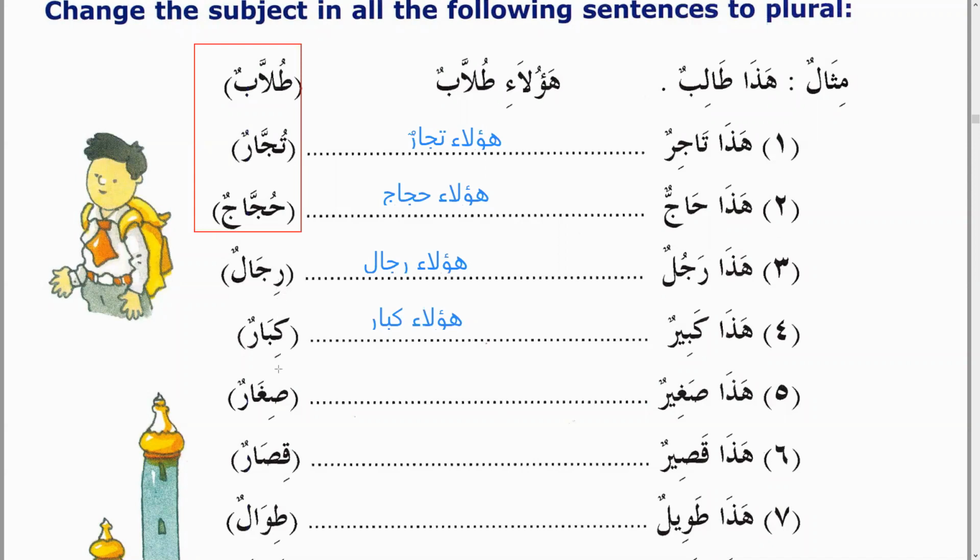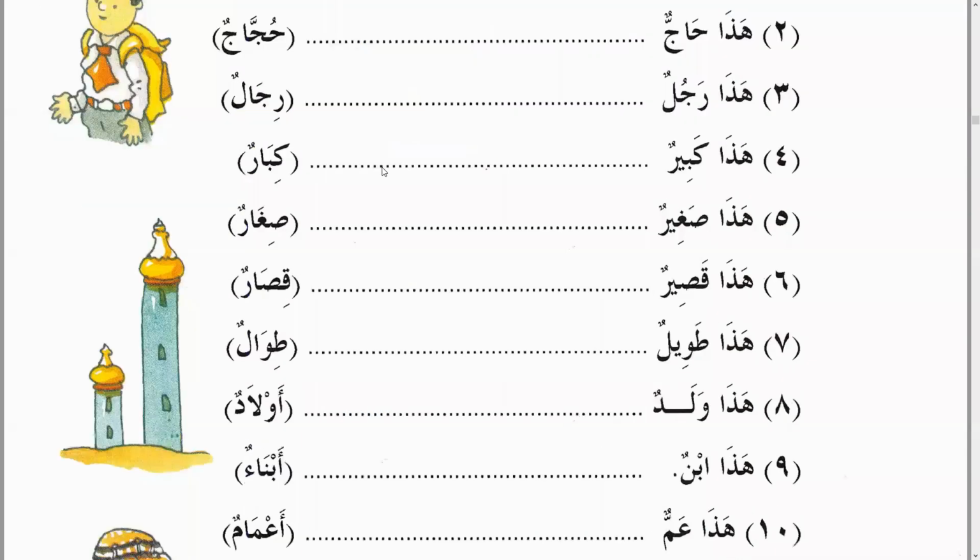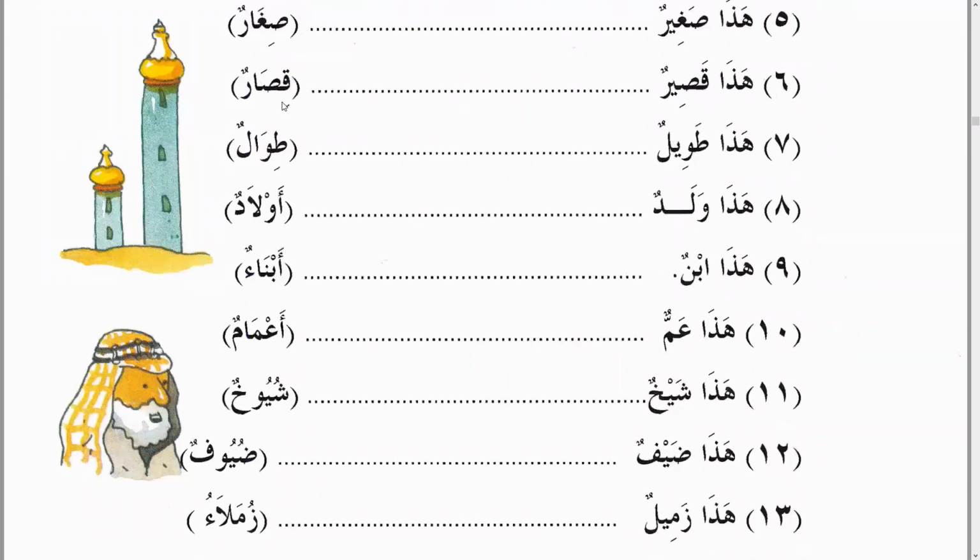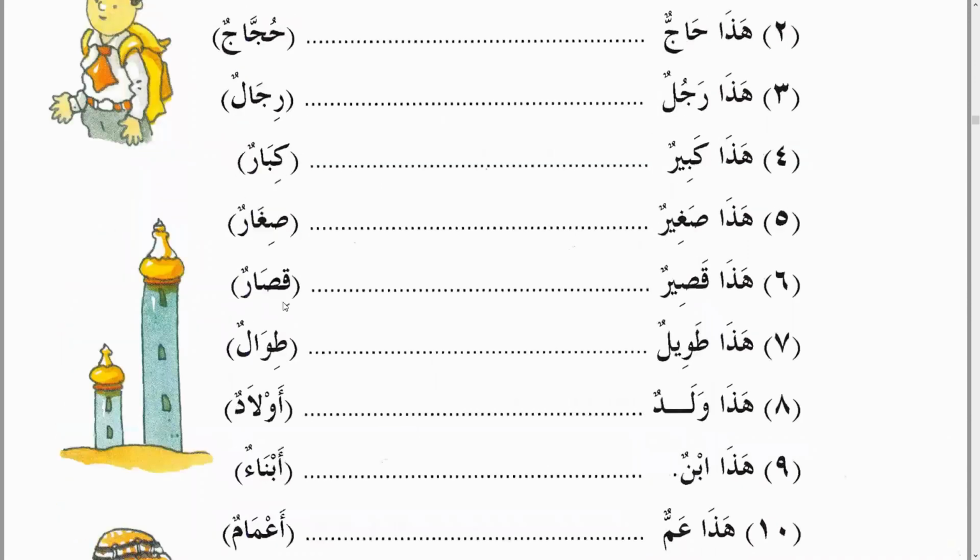Fi'alun: kibarun, sigarun. Haza saghirun, haulai sigarun. These are small. Hada khasirun, this is short. Haulai qisarun, these are short. Hada tawilun, haulai tibalun, these are tall. So all these are the patterns of these five: fi'alun, rijalun, kibarun, sigarun, qisarun, tibalun.